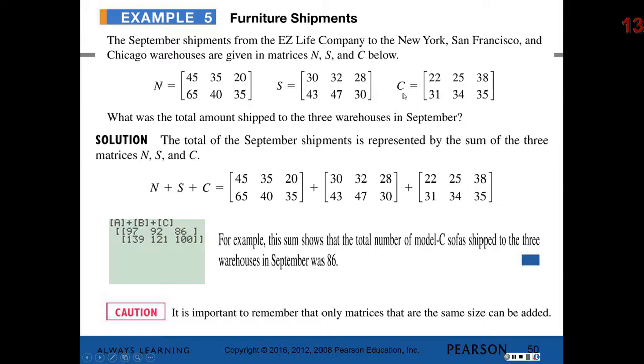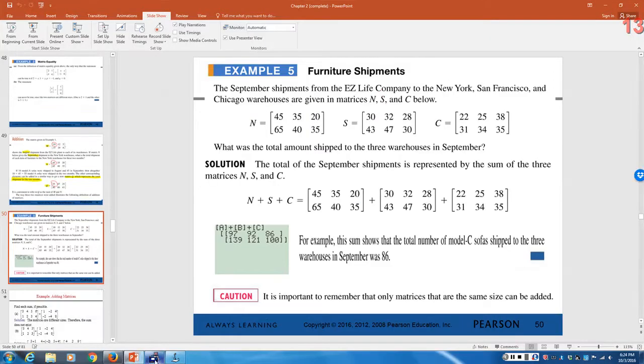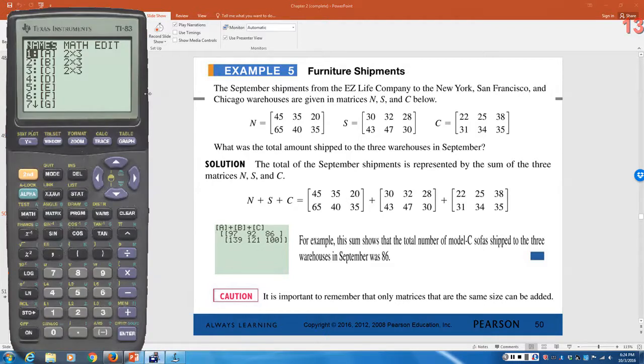And here again, you can enter it into your calculator and do that. I chose to put my matrices in A, B, and C. So matrix A is the New York warehouse, and it's going to be 45, 35, 20, 65, 40, and 35.